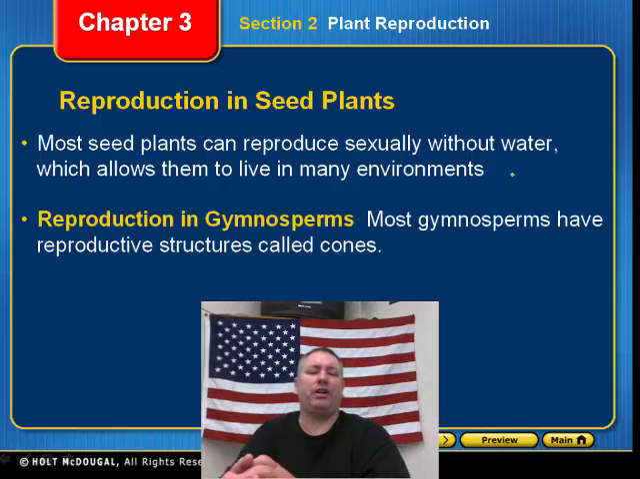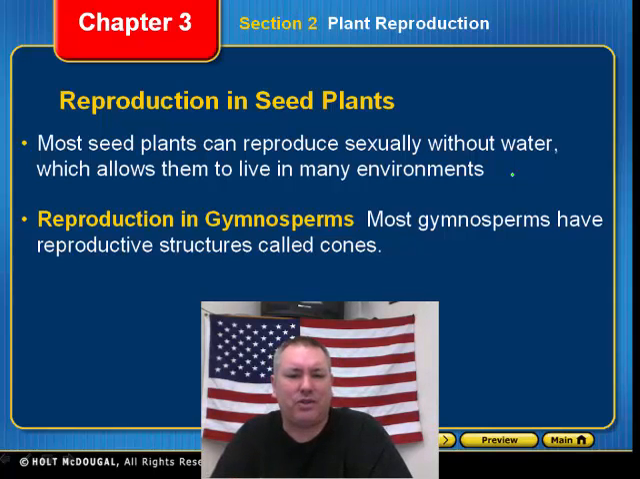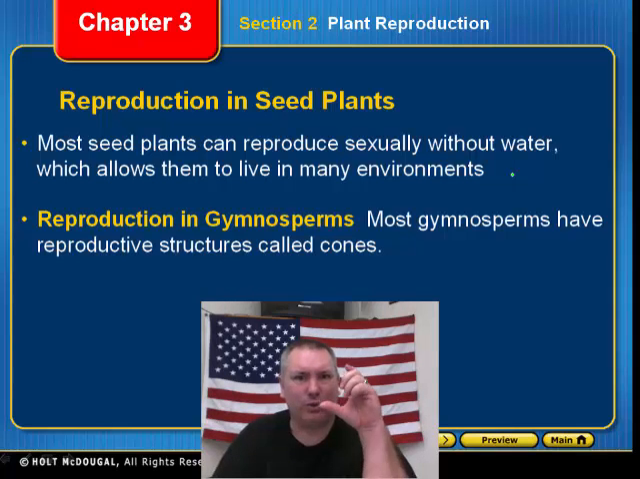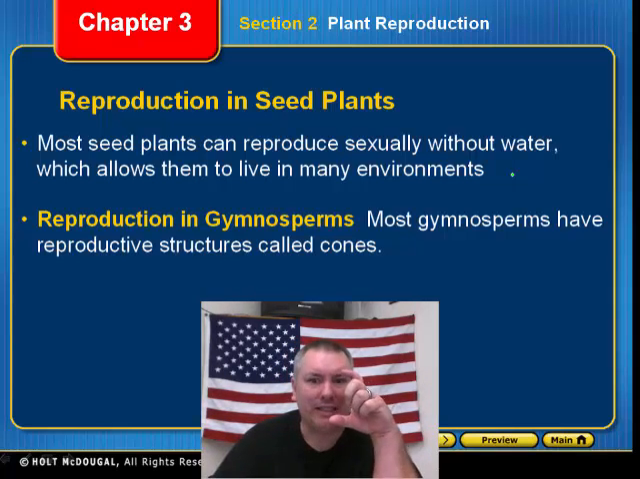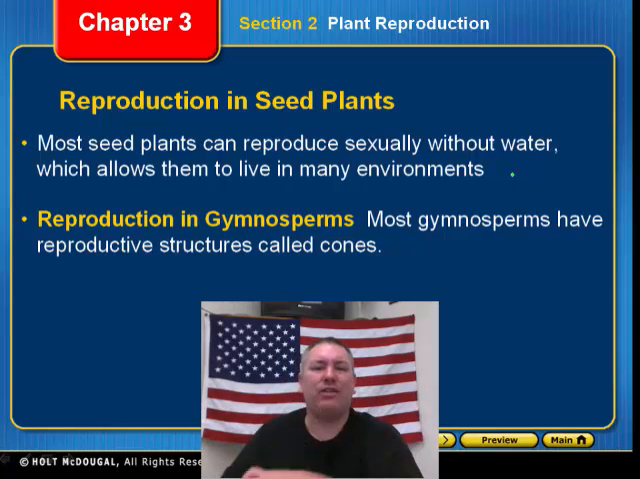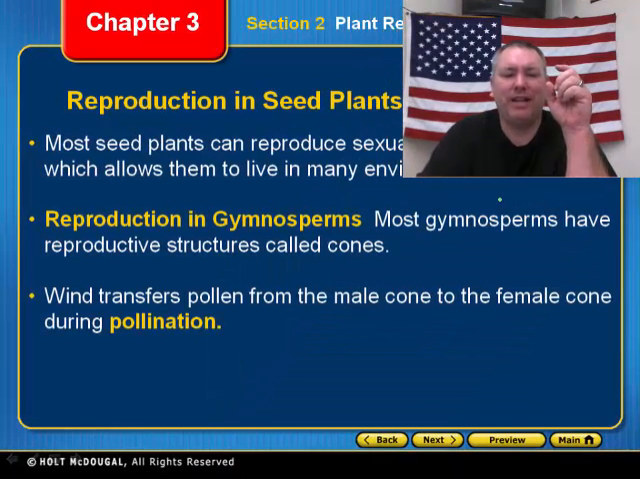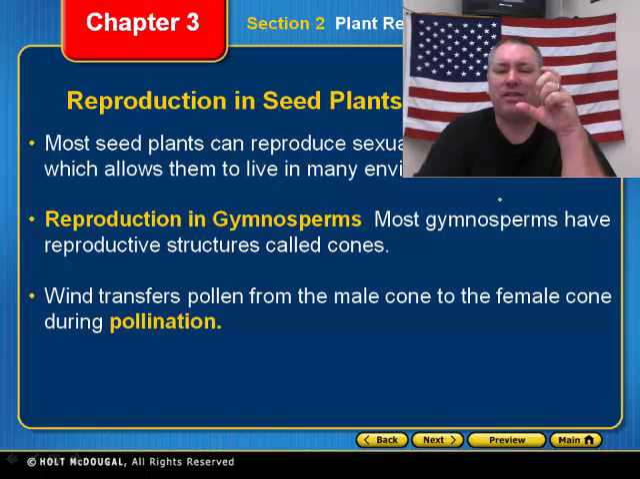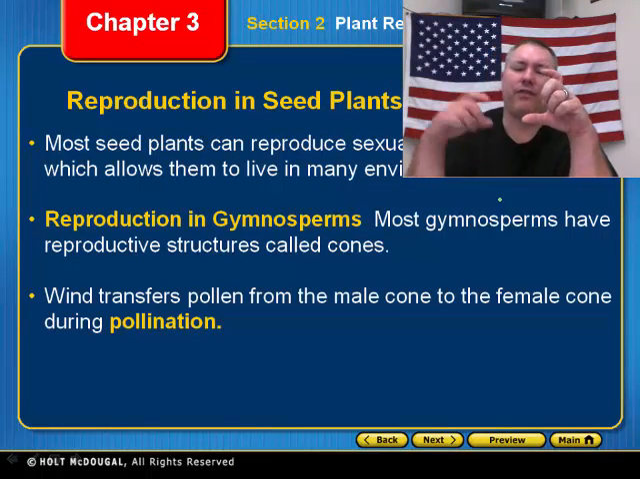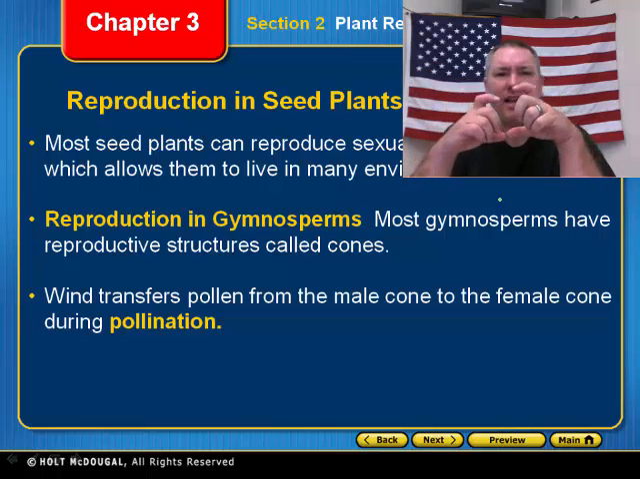All right. Reproduction in gymnosperms. Now, there are 2 types of seed plants: gymnosperms and angiosperms. Most gymnosperms have reproductive structures called cones. If you look at a pine tree, for example, you'll see the pine cone on the pine tree. That tells you that it is a gymnosperm. What happens then is wind transfers the pollen, which is the male sex cell, from the male cone to the female cone during pollination.